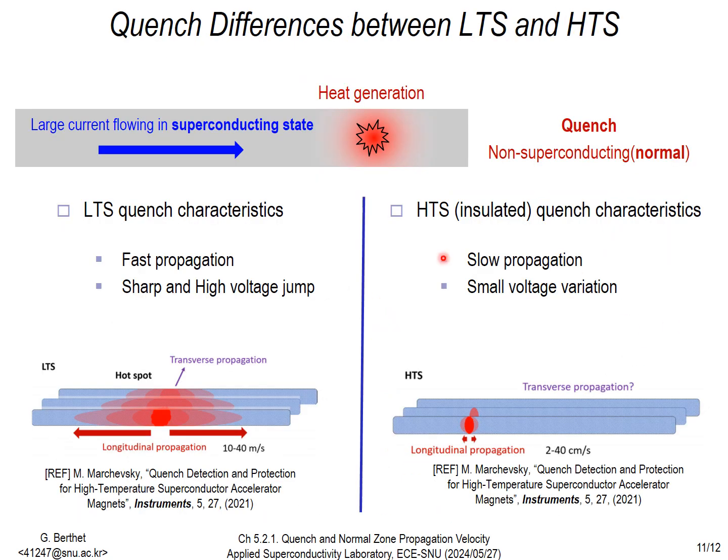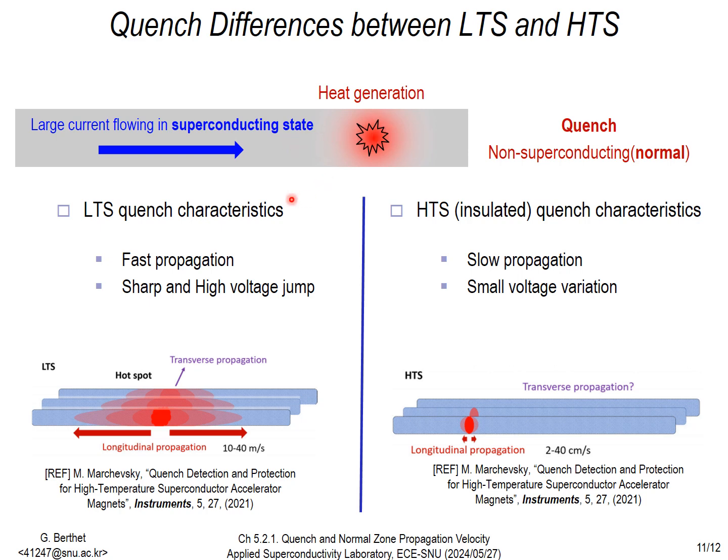Now that we've defined the NZPV and seen its properties, we can understand the difference between a quench in an LTS magnet and an HTS one. As we said before, a quench is when a part of the magnet becomes normal. The current inside the magnet being high, the normal zone might create so much Joule heating that the normal zone will propagate throughout the magnet.